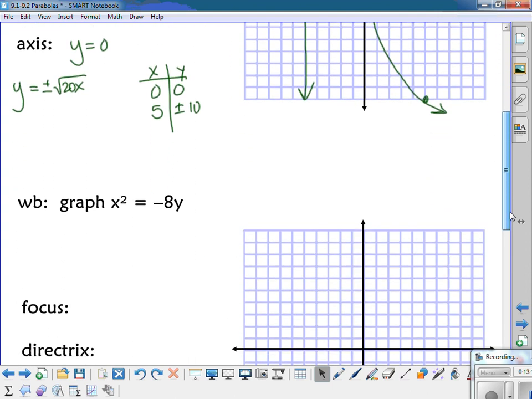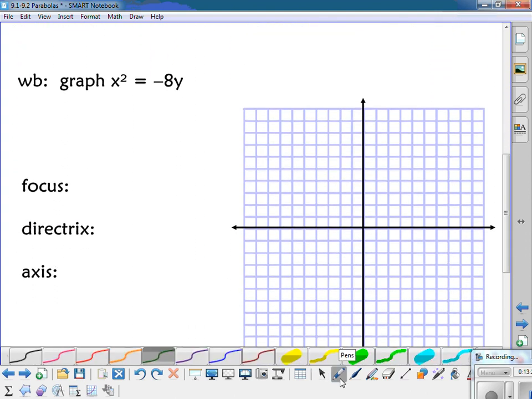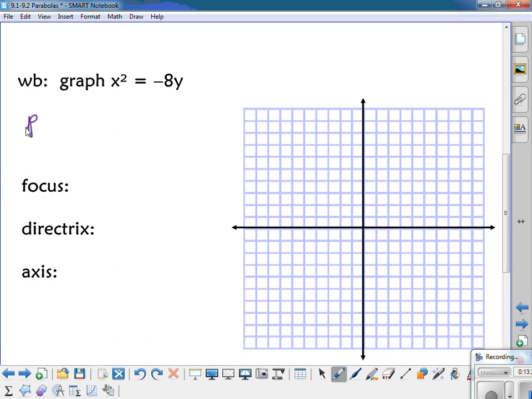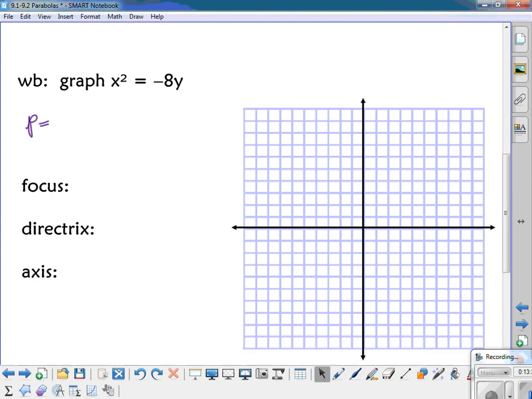Alrighty, so on your whiteboards, I'm going to have you guys graph this one. Before you graph it, though, go ahead and show me what you think p is and what the focus, directrix, and axis of symmetry is. Also, whether it's vertical or horizontal, too.